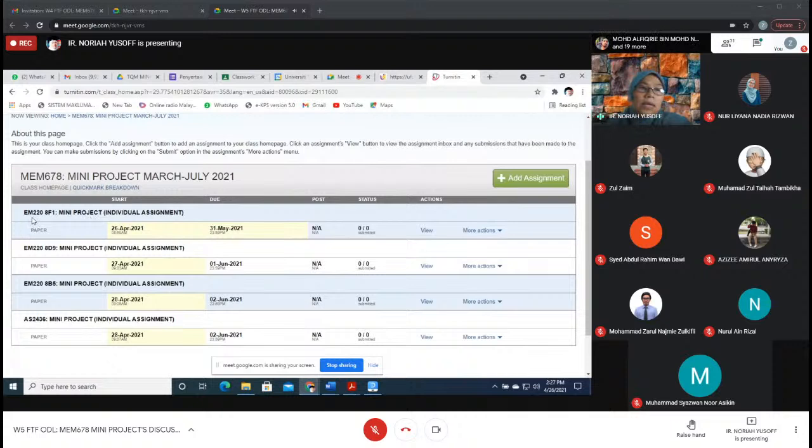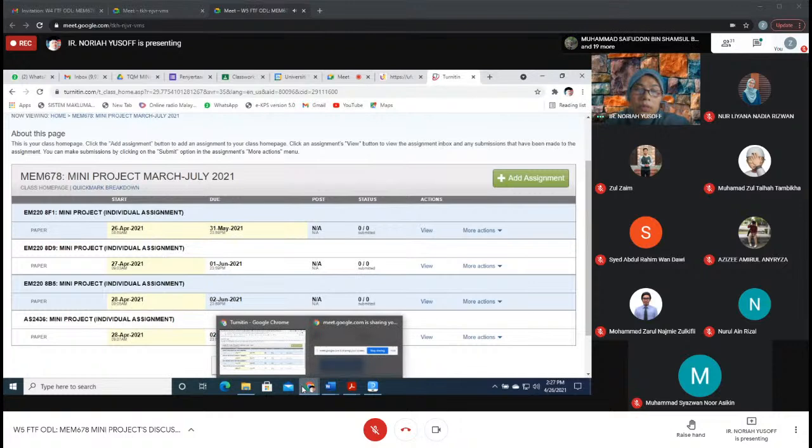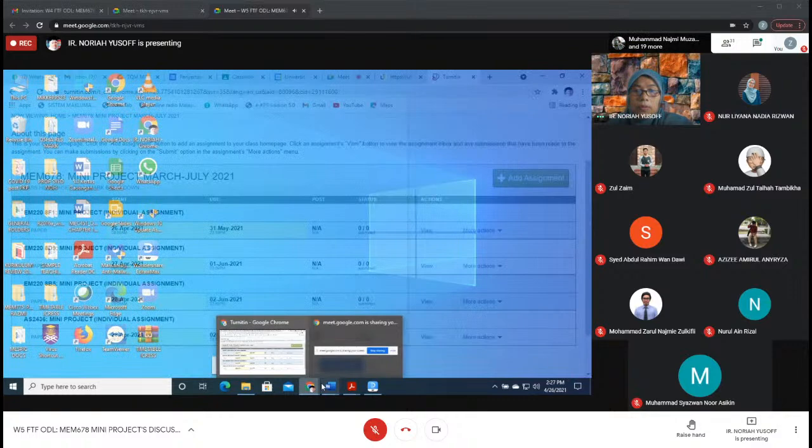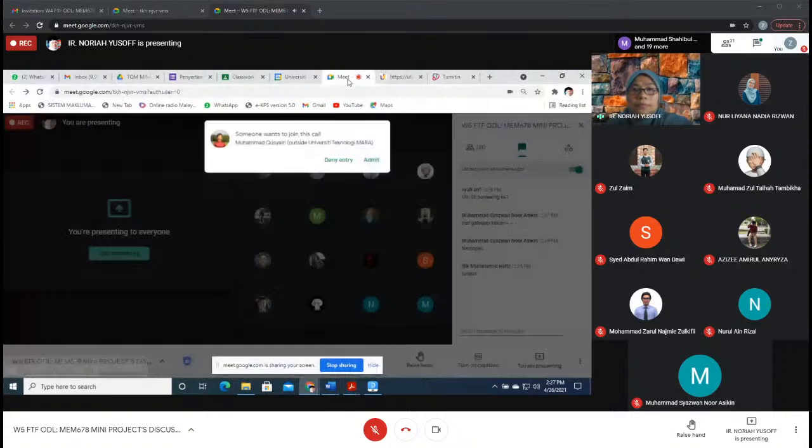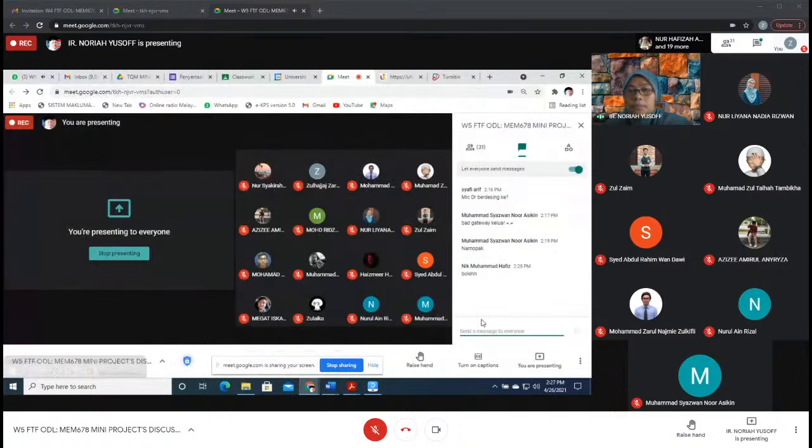In this case, your group is EM220851. So you will select this one. Then you upload your report accordingly. Okay. So how to upload? You need to upload in PDF file, tau. You jangan upload in Word file. Okay. Kita tak nak sesakkan dia punya. So far okay. So you need to upload in PDF file.